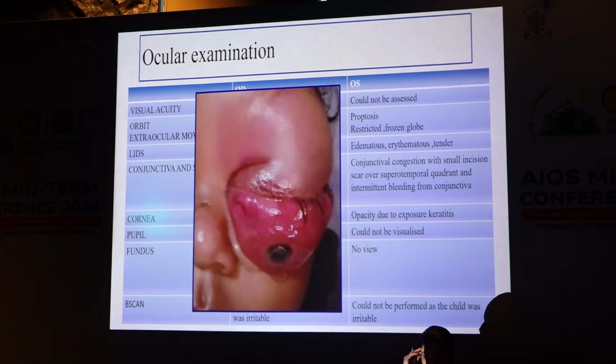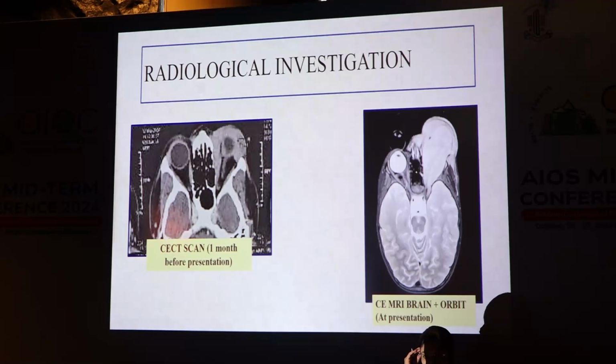There was intermittent bleeding, and corneal opacity due to exposure keratitis was seen, as a result of which pupil and posterior segment could not be visualized. B scan could not be performed as the child was very irritable. So CCT done 1 month back showed heterogeneously enhancing extracorneal mass involving left orbit, infiltrating medial and lateral recti muscles.